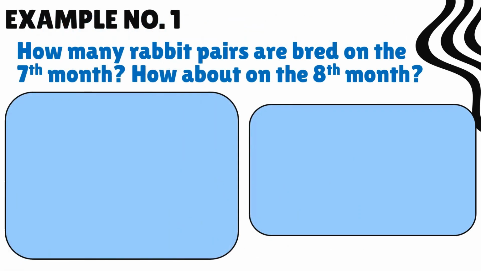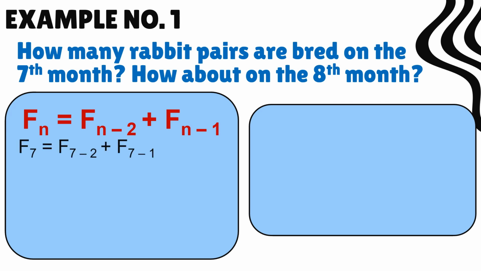Number 1. How many rabbit pairs are bred on the 7th month? How about on the 8th month? The solution: use the formula of the Fibonacci sequence, which is F sub n is equal to F sub n minus 2 plus F sub n minus 1. Substitute the value of n, which is 7, because we are looking for the 7th month. So F sub 7 is equal to F sub 7 minus 2 plus F sub 7 minus 1.